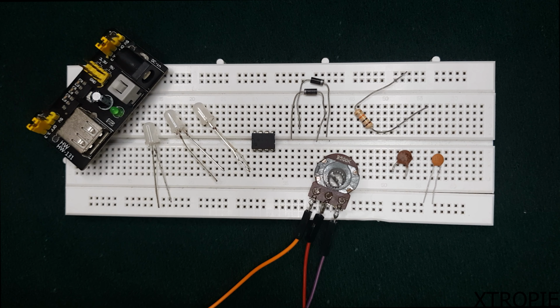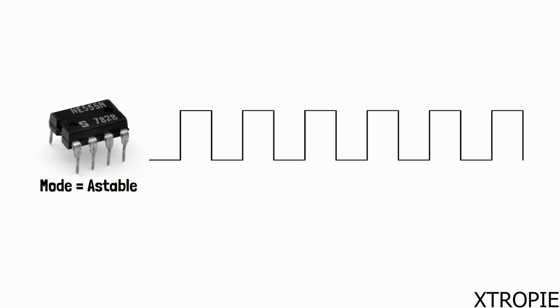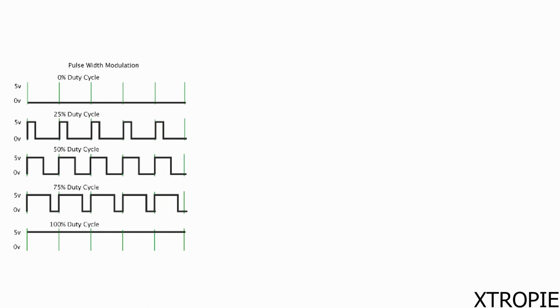The principle on which it works is the 555 timer has an astable mode. In astable mode, the 555 timer acts as a free running oscillator that generates a square wave continuously. For controlling the brightness, we use the PWM technique, known as pulse width modulation.